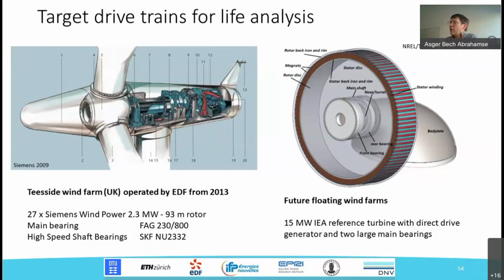But we do also have another case, which is the future floating wind farms. I just want to remind you that there is this NREL report of the 15 megawatt IEA reference turbine, which is a large floating machine. And the drivetrain for that one is not based on a gearbox as we have over here, but on a large permanent magnet generator with two big main bearings supporting this structure.